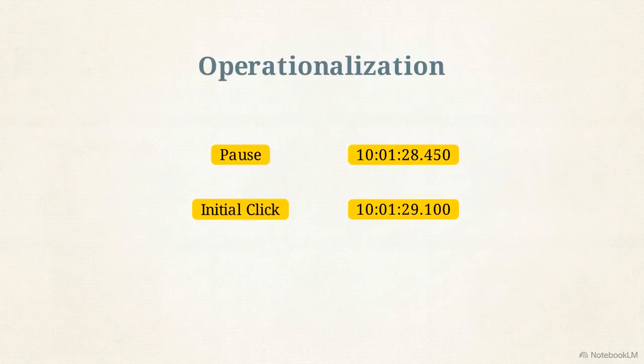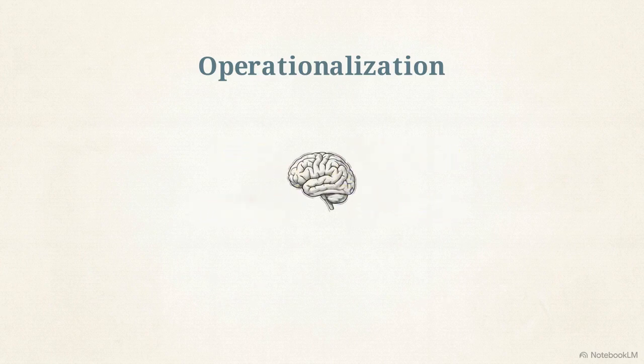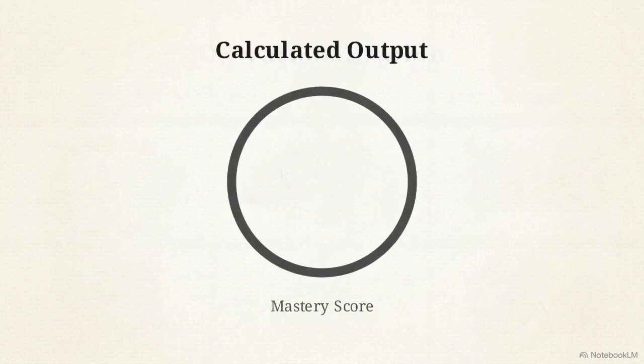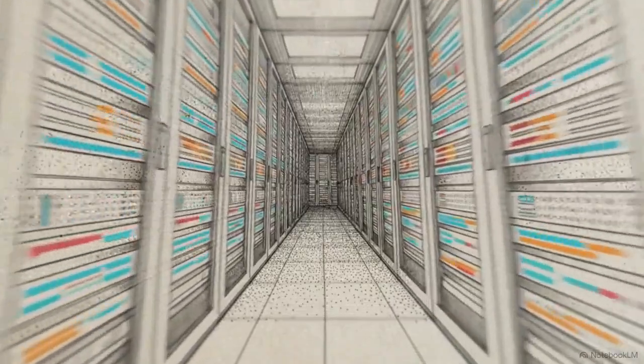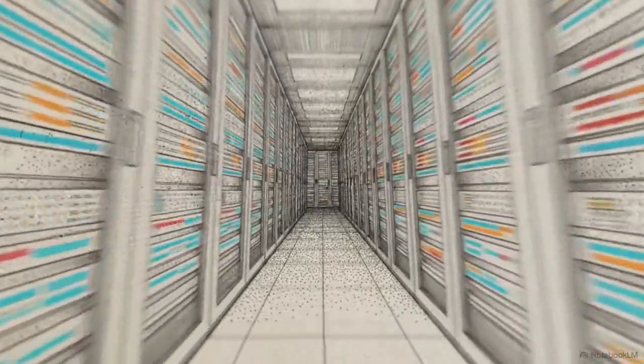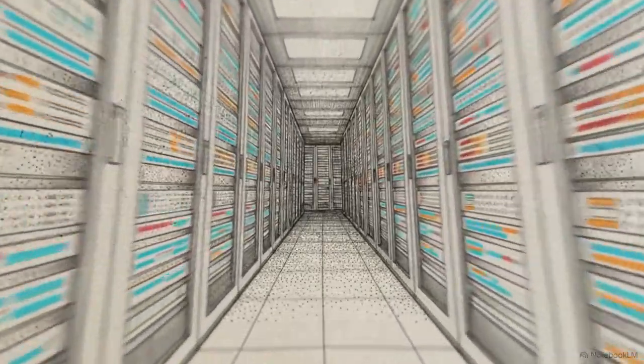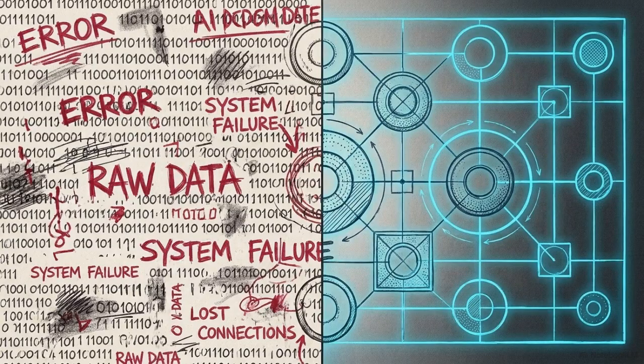Translating these variables into a reliable measurement requires operationalization. Psychometricians write mathematical rules to determine exactly what combination of time and action constitutes valid evidence of mastery. Executing these rules across millions of students, each generating thousands of log entries, creates an extreme computational load. Without operationalization, raw behavioral data is entirely useless noise. The statistical rules give the data its meaning.